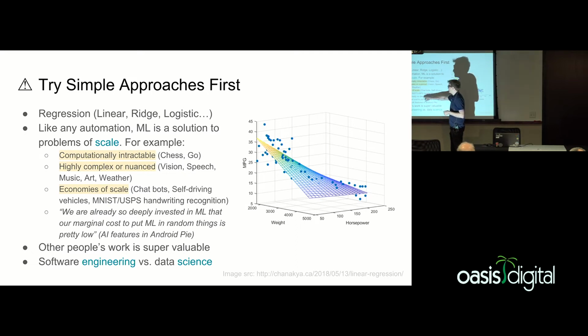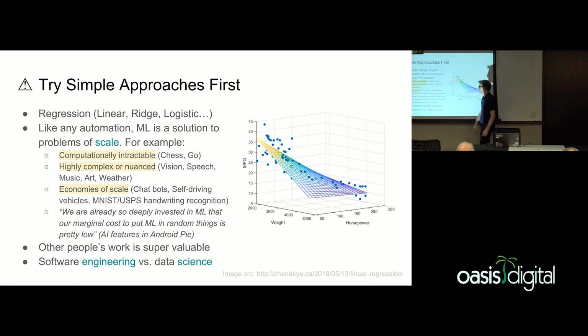And also, of course, economies of scale: chatbots cheaper than employing humans, same with self-driving vehicles, handwriting recognition. The MNIST data set that people use a lot in machine learning, that's where you have the individual hand-drawn digits, and you're trying to get the machine to tell which digits represent which numbers. That was started by MNIST, and it's used by USPS for handwriting recognition, or at least it was when they first built the data set.